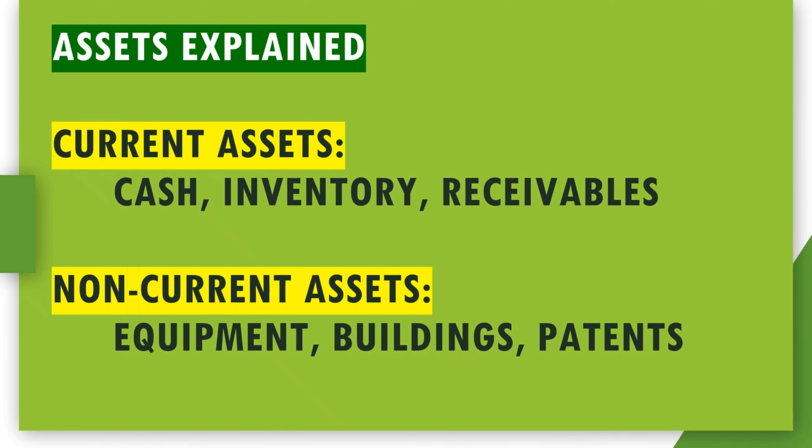Assets are resources the business controls. There are two types of assets, current assets and non-current assets. Current assets are short term, and non-current assets are long term. Current assets are cash, inventory, receivables. Non-current assets are equipment, buildings, and patents. They link directly to liabilities in the balance sheet.